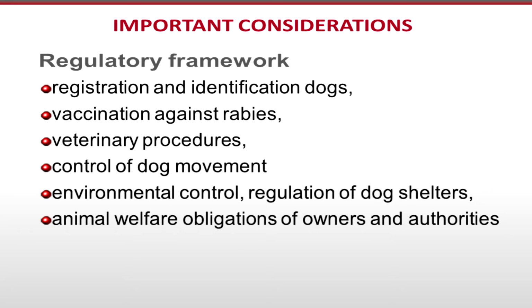And then, regulatory framework. They should look at registration and identification of dogs where it exists. They should look at the regulation on vaccination against rabies and try and improve it if it's weak. Veterinary procedures that can be used for some of the interventions that we shall be talking about. Is there legislation that supports those procedures? Is there legislation that supports control of dog movement? Is there legislation that supports environmental control, regulation of dog shelters? Is there a regulation on animal welfare obligations of owners and authorities?